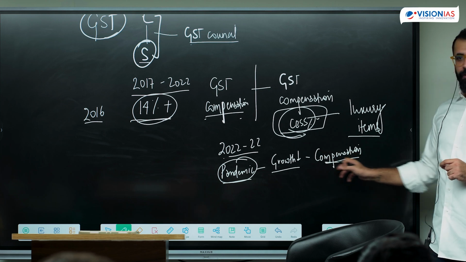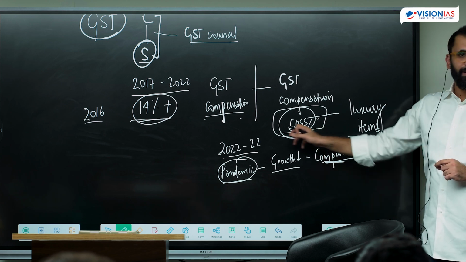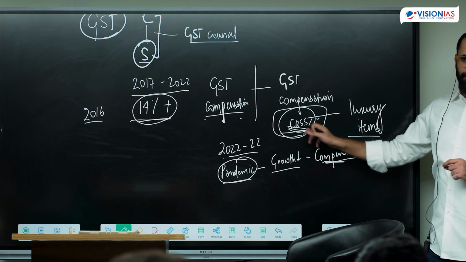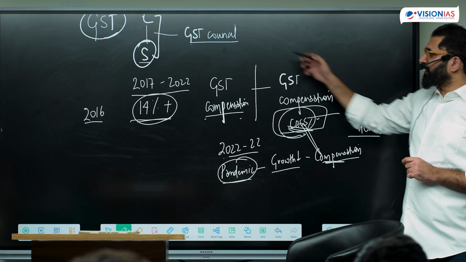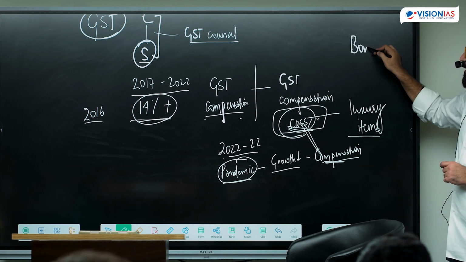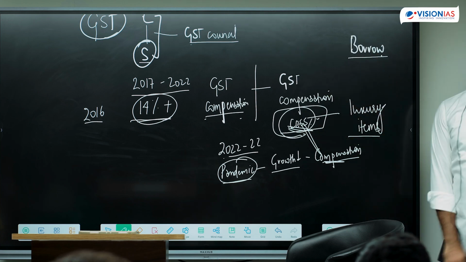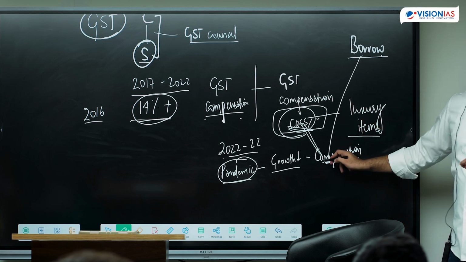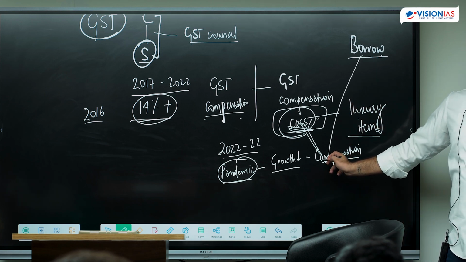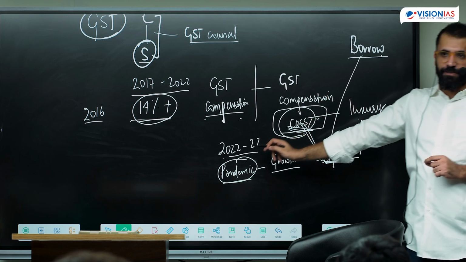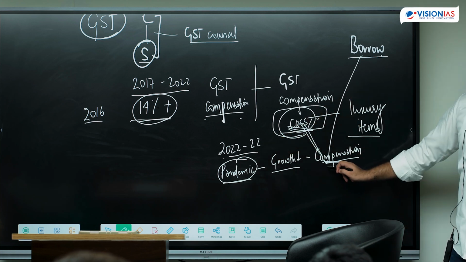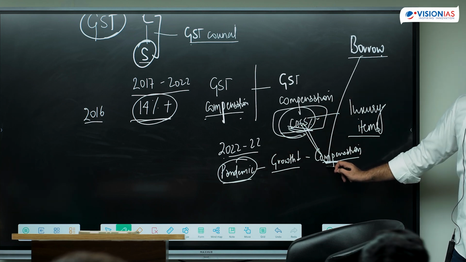So the demand for compensation is high, but the cess is not being collected. Now if there is a mismatch here, what the center government did was, the center government borrowed from the market in order to pay for the compensation. They borrowed for these 2 years from the market and paid the compensation to the states.